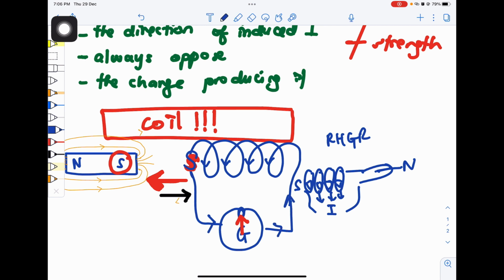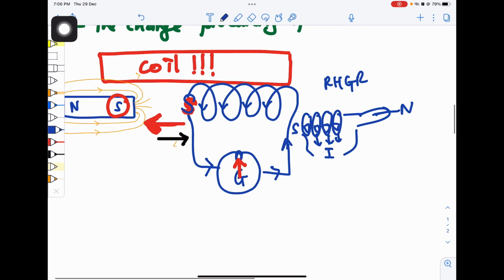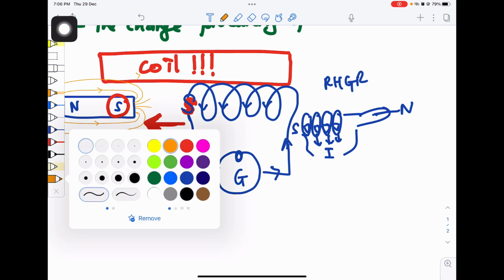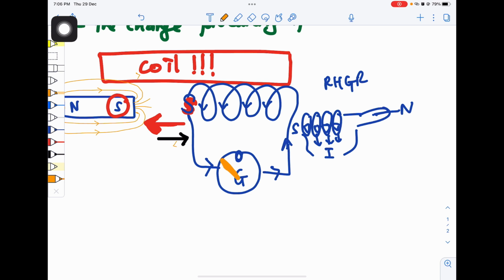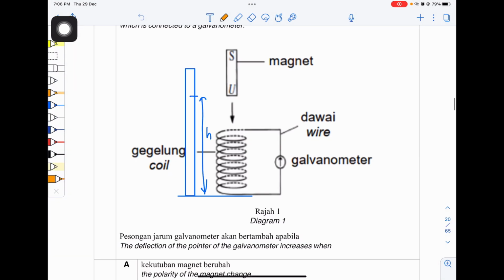So deflection of galvanometer, galvanometer dia akan opposite to the direction of current. If current this way, deflection of galvanometer tu dia terbalik, dia this way. Ya? Macam tu. Boleh? Alright, so situ dulu for today. Kita tengok soalan satu lah nanti.